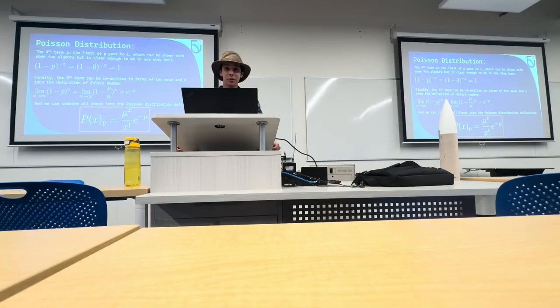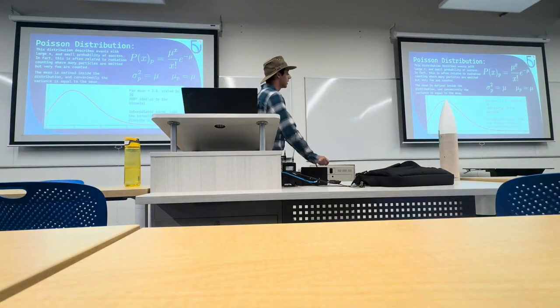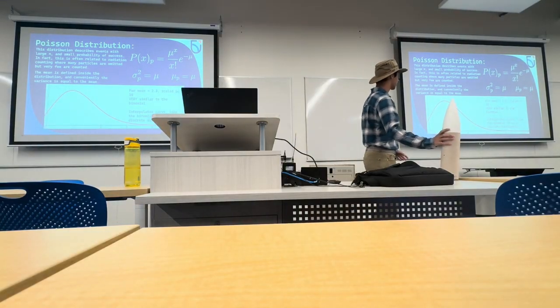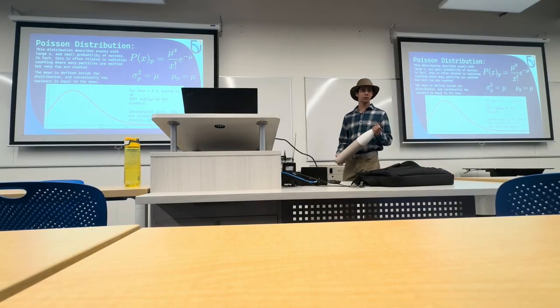Is this going to be a continuous distribution? No, because we also have an x factorial. So what does it look like? That's the big key. What does it look like? Come on, do I have it? There we go. It looks like this, and this, in fact, looks a lot like the binomial distribution, because it's a special case of it.